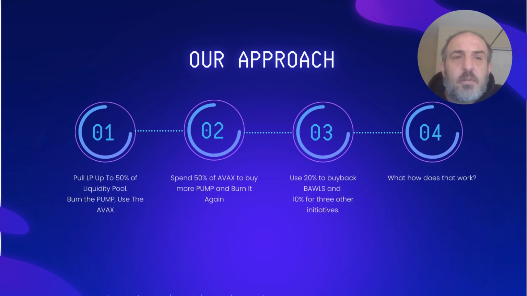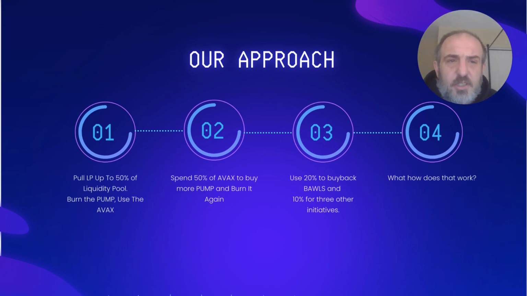Then we're going to break the AVAX into several different pools. At the start, the way it's going to work is 50% of the AVAX is going to buy back more pump, and we're going to burn that too. So you have two burn incidents, but the truth of the matter is I will combine them into one transaction because, let's face it, we don't need to waste gas. So then the third step will be to buy back 20% of balls and use the other 30% for up to 3 other incentives.